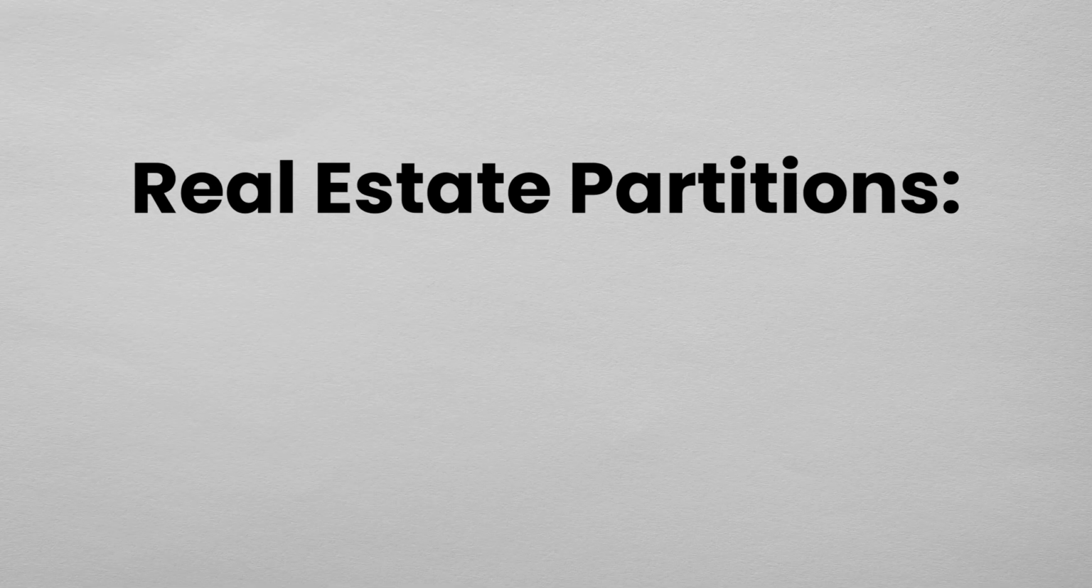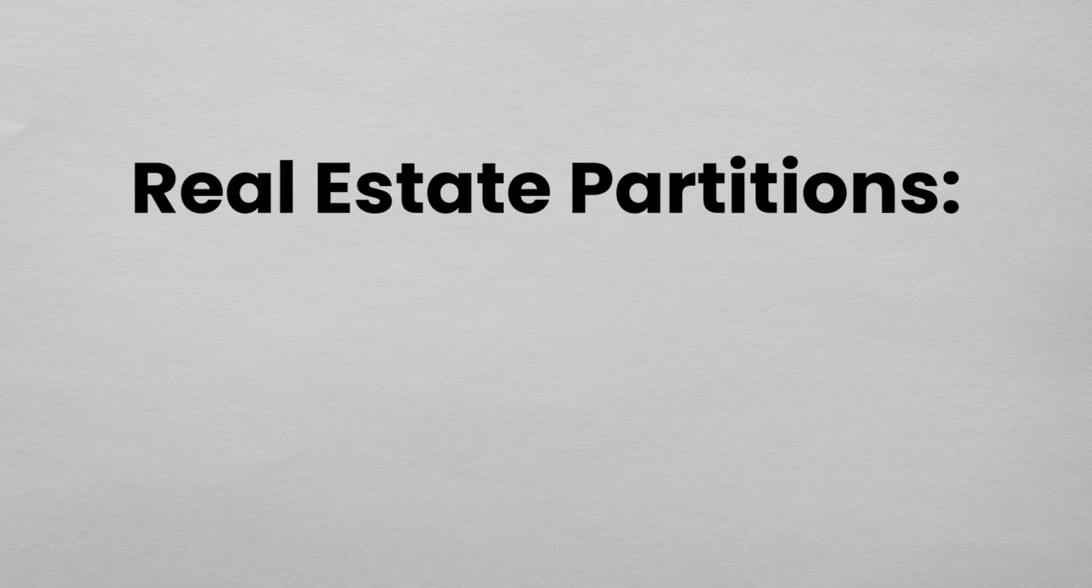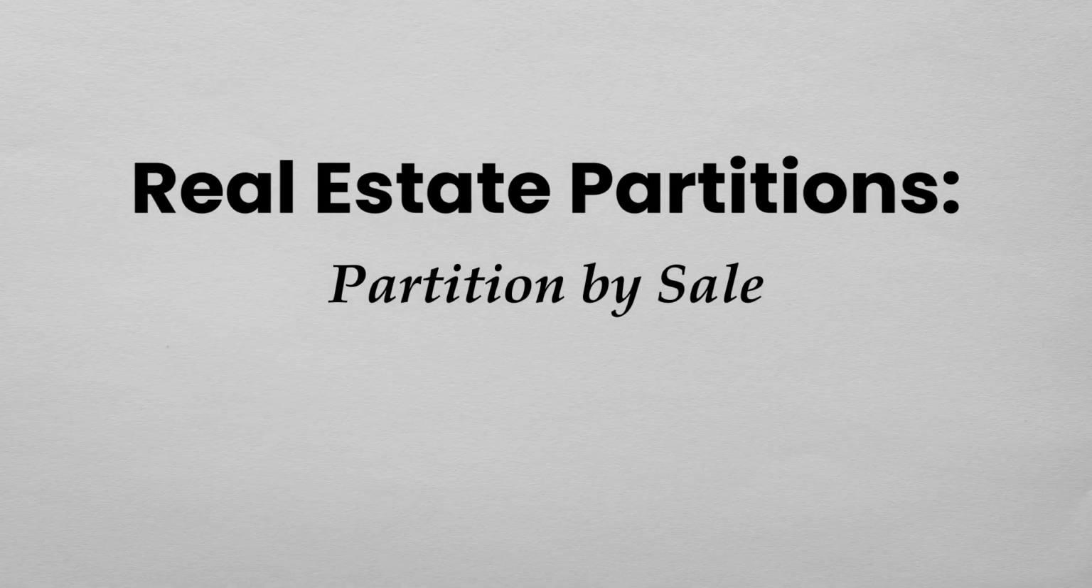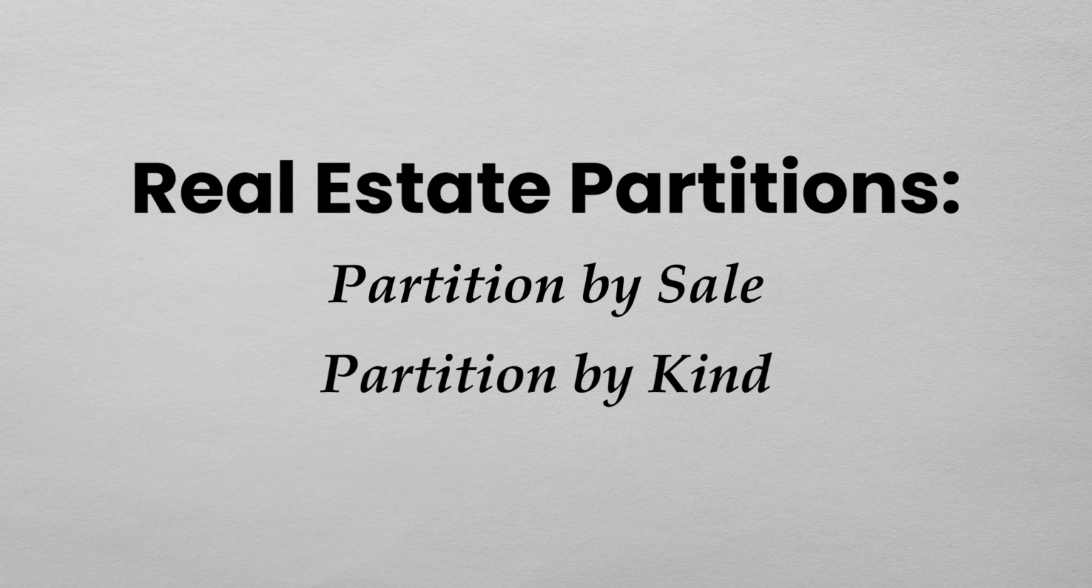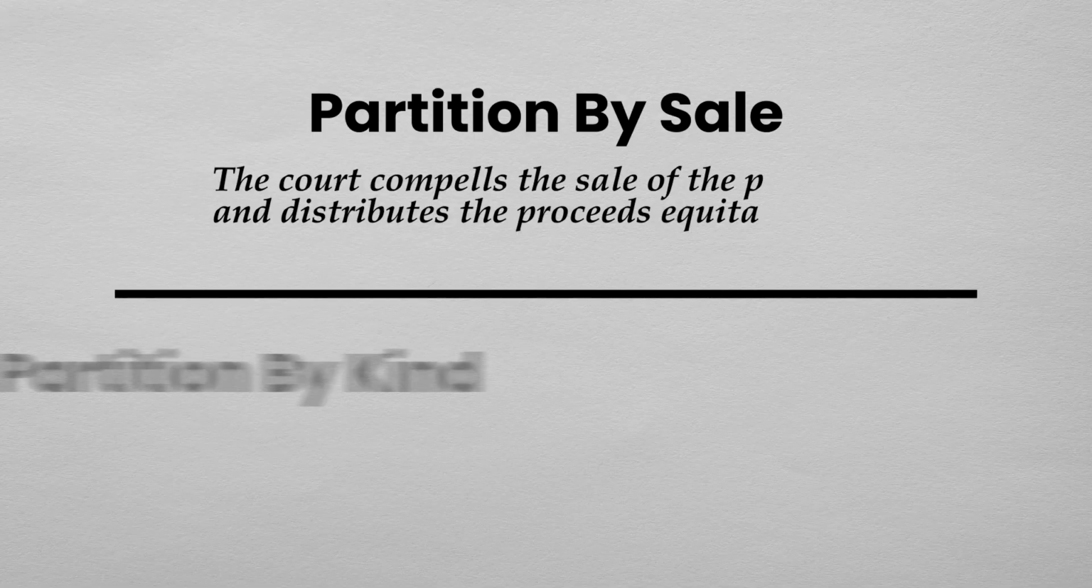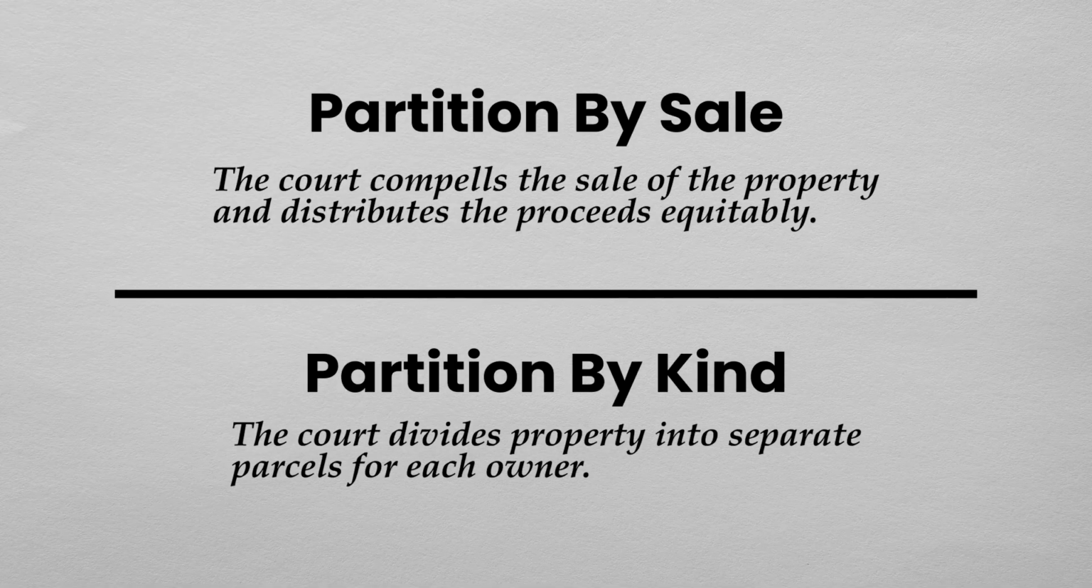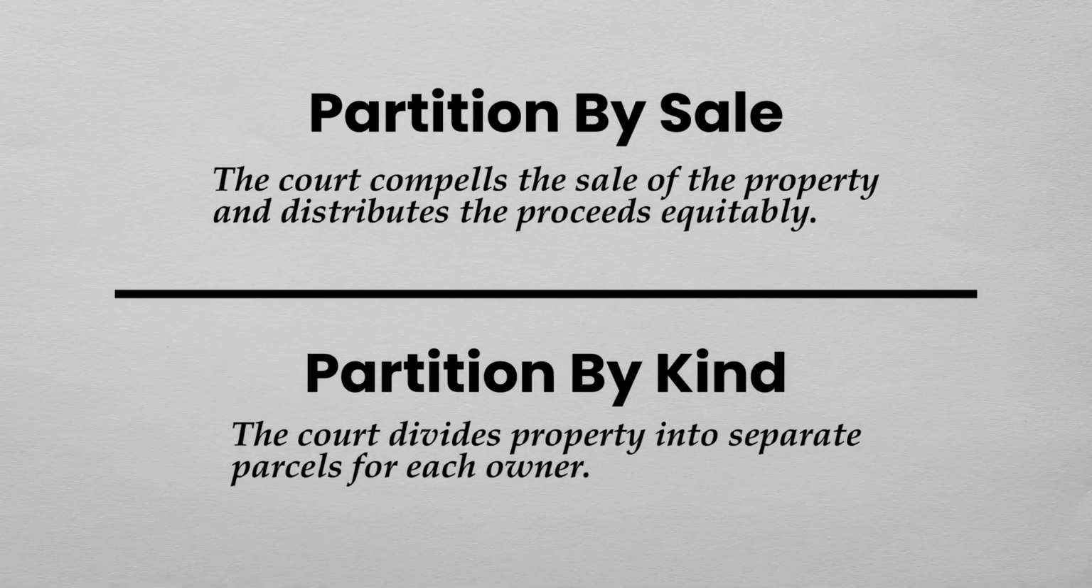So the two types of real estate partition actions involve number one, partition by sale, and number two, partition by kind. But the most common form of real estate partition is definitely partition by sale, and that of course is the scenario where, if the parties are at an impasse, the court will step in and compel the property to be sold, and then the proceeds to be equitably distributed between the joint owners. Now, importantly, equitable does not necessarily mean equal. The court does have broad authority under Arizona law in determining what is equitable in each circumstance.